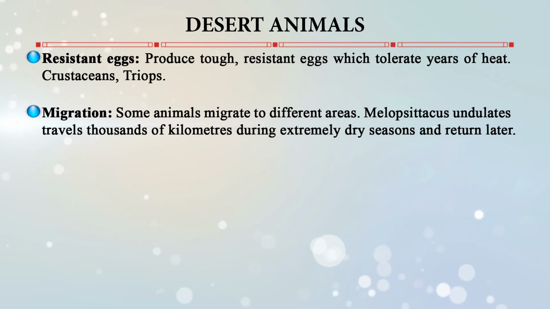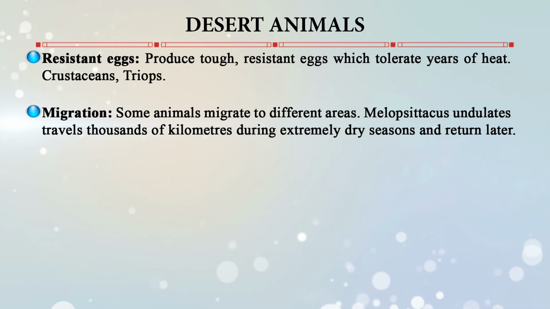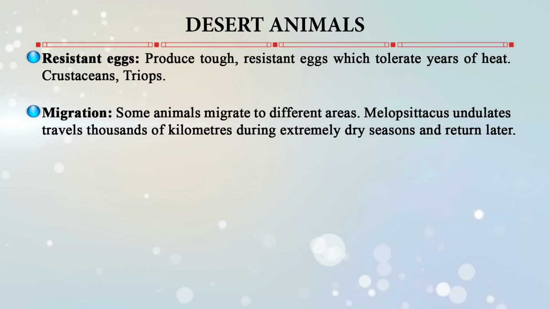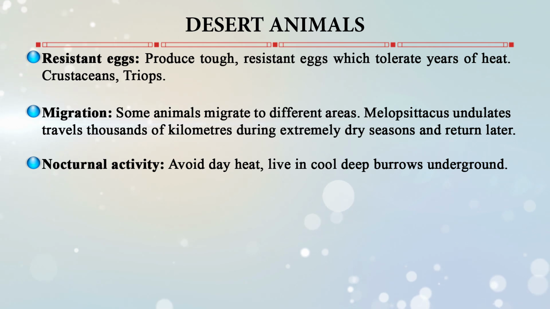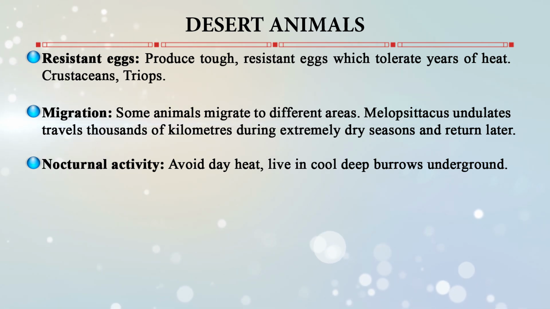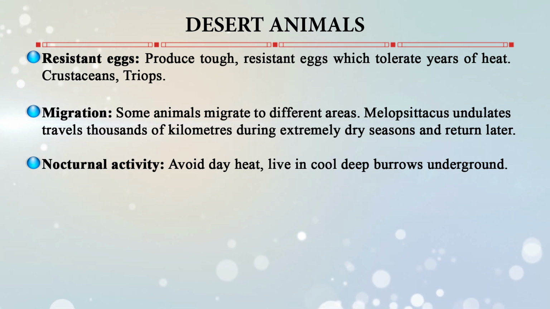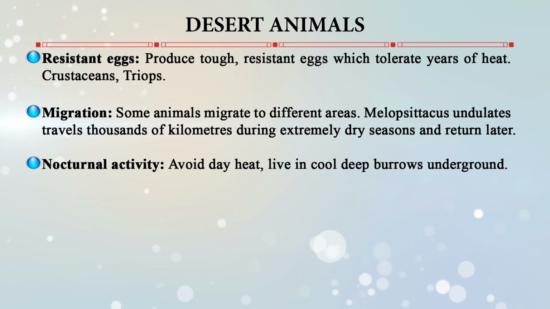It can travel thousands of kilometers during the extremely dry seasons and then it can return when the season is favorable. Nocturnal activity. There are many animals that can avoid the day heat and they can burrow inside and live in the cool deep burrows which are underground. So they can actually live inside the ground.